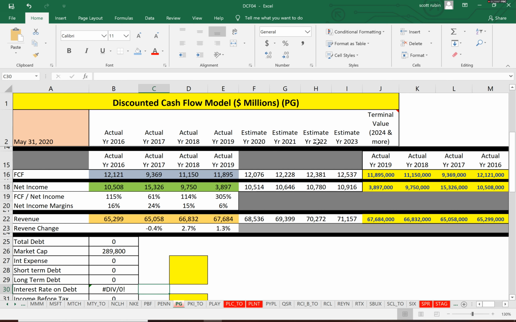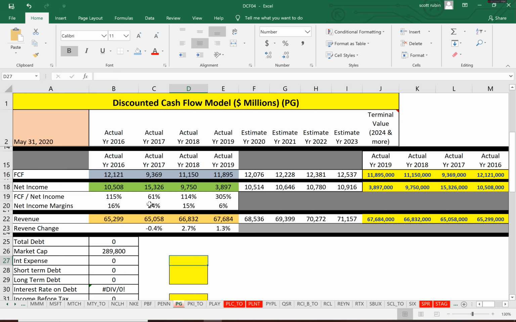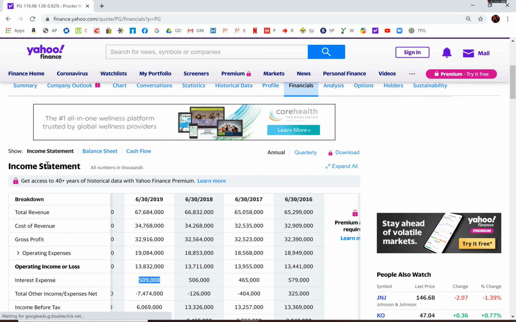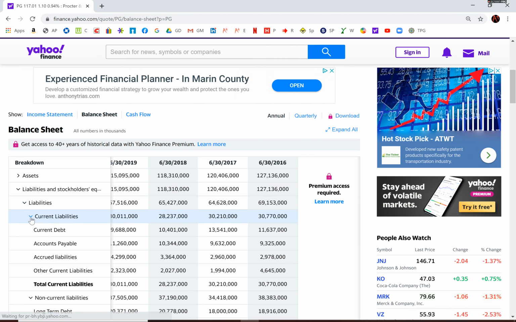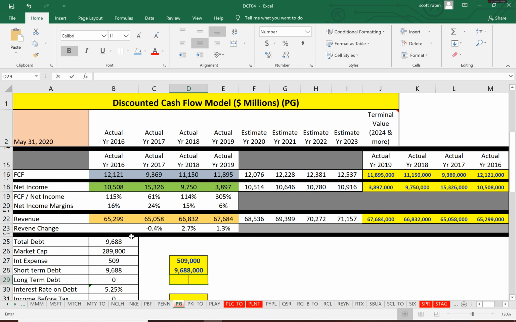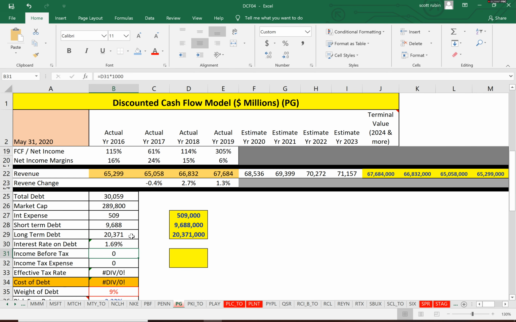Now we need to look at the capital structure of Procter & Gamble and figure out the discount rate we need to apply to the future cash flows. So the interest expense is $500 million. That's the interest they pay on their debt. And let's see how much debt they have. We'll go to the balance sheet, the liability section. And the current debt is $10 billion. And the long-term debt is $20 billion. So they only pay 1.69% interest on the debt, which is a pretty good number. And the debt only makes up 9% of the capital structure.